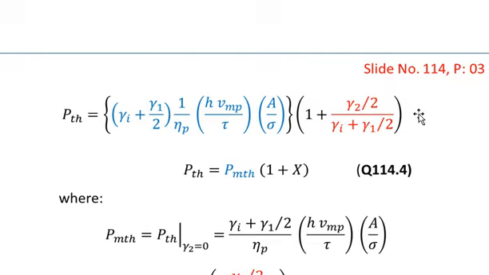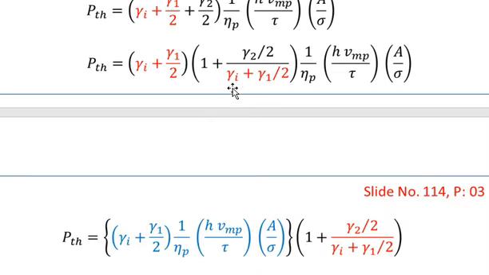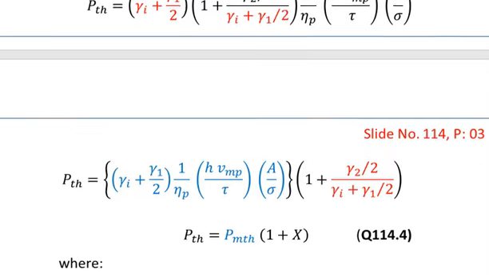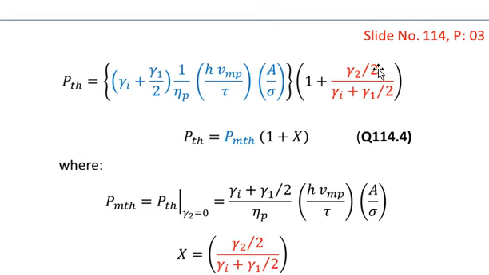And then outside that one we have the remainder of the term, which is 1 plus gamma 2 divided by 2, and then divided by gamma I plus gamma 1 divided by 2. So this is the term at the end outside the curly bracket, which is shown over here. So you see that we can label the minimum threshold pump power, which is the power shown in the curly bracket, and denote it with PM threshold.